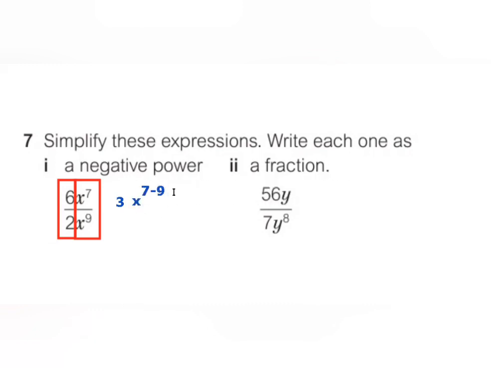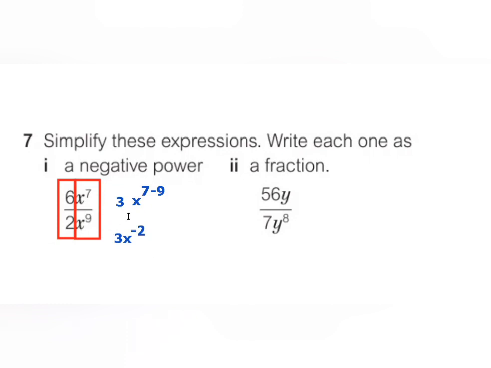And 7 minus 9, as we said before, we take the sign of the bigger number, and then we subtract the numbers. So 3x power of 7 minus 9. 7 minus 9, it means we take the negative, and then we subtract them, it's going to be negative 2. So the answer will be 3x power of negative 2, like this. Now, this answer is a negative power answer. So this one, 3x power of negative 2, is a negative power answer.